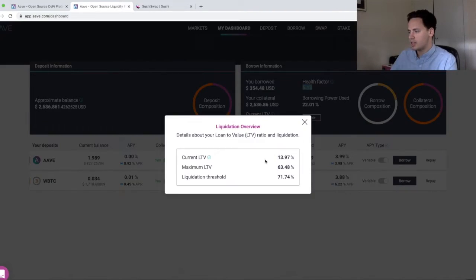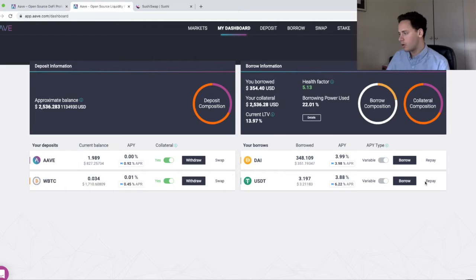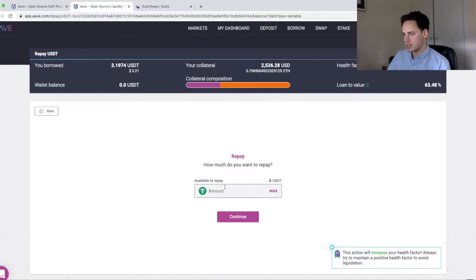Now, if we jump onto details, we can see that the maximum loan to value that we can borrow straight away is 63.48%. So for every dollar of collateral that we have in Aave, we can borrow 63.48 cents. And the liquidation threshold, so that's when we get liquidated, is 71.74, but our current is only 13.97. So we've got quite a healthy position at the moment, but we are going to borrow some more USDT.